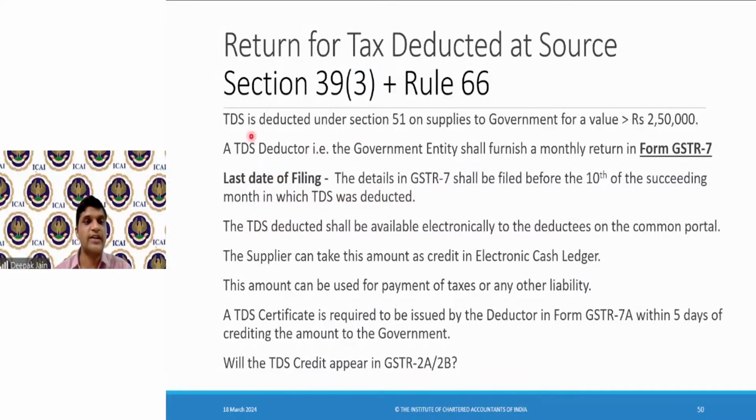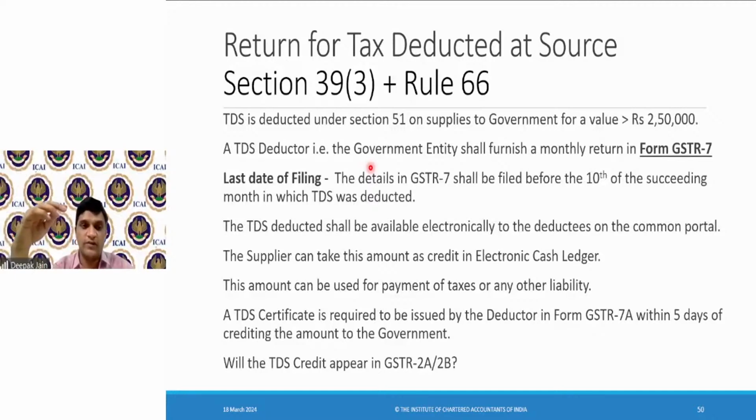Let us summarize that. TDS is deducted under section 51 on supplies when I make to a government where the contract value is more than 2.5 lakhs. If I make any supply of goods or services to a government and the value of the service is exceeding 2.5 lakhs, then the government will deduct TDS. A TDS deductor, in that case, he is the deductor, right? Because I'm supplying to him, so he will have to deduct TDS. The TDS deductor, that is the government entity, shall furnish a monthly return in GSTR 7. So the TDS deductor will furnish a monthly return in GSTR 7.